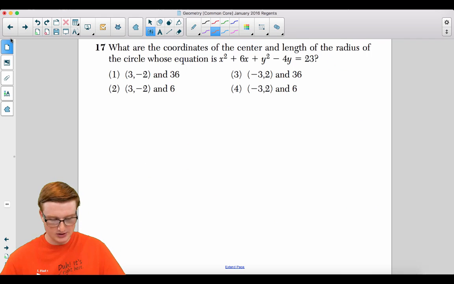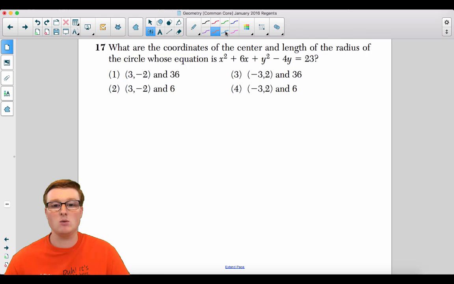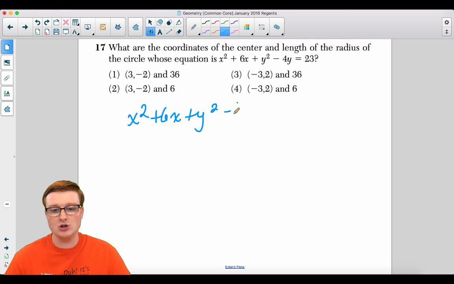All right, moving on to question 17. What are the coordinates of the center and the length of the radius of the circle whose equation is x squared plus 6x plus y squared minus 4y equals 23? I'm going to show you 2 ways to do this question. First and foremost, I want to show you how to complete the square normally. So, when you complete the square, you need to have your letters on one side, numbers on the other side. And that does. We're good.